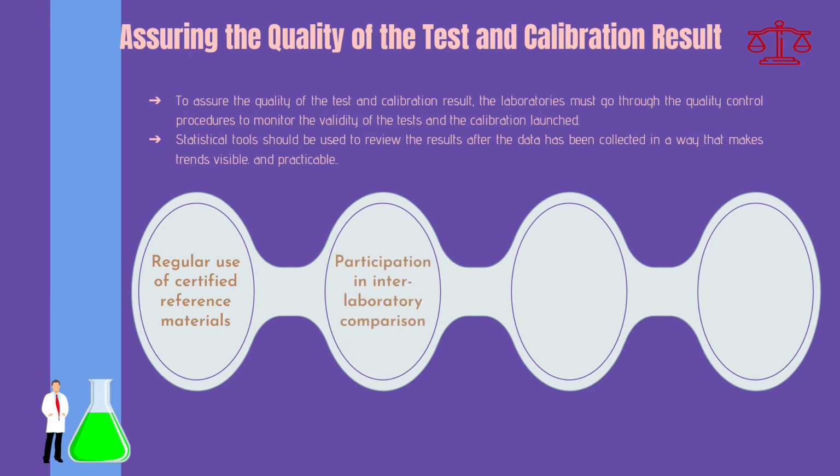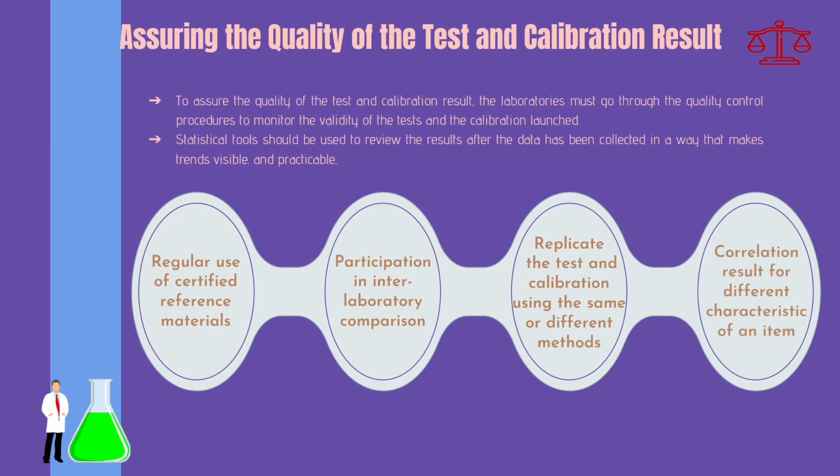Next, we need to participate in inter-laboratory comparison. This process is needed to achieve the confidence in testing by ensuring the uniformity of test methods employed in different laboratories. In monitoring, we also need to include the replication of the test and calibration using the same or different methods. It means we must conduct multiple experimental runs with the same or different factor settings. Last but not least, we have to do correlation of results for different characteristics of an item.